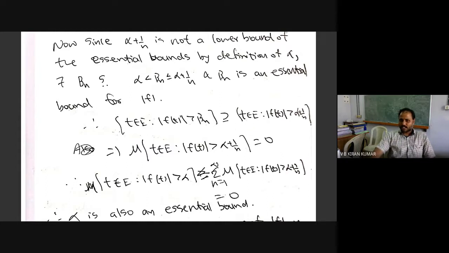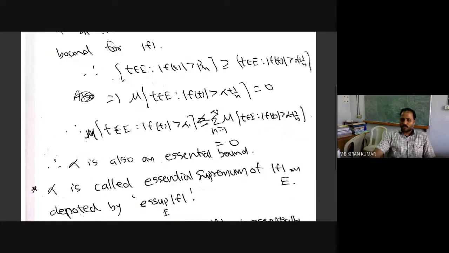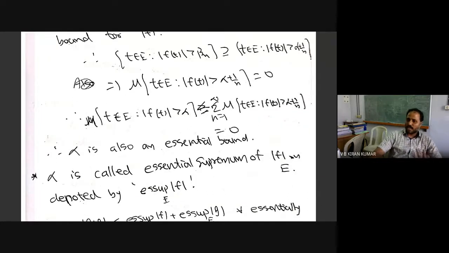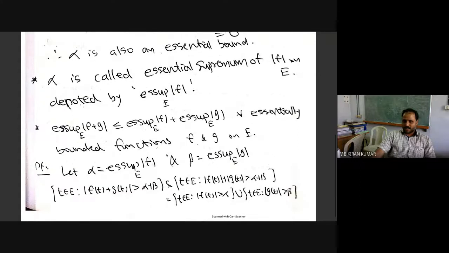But this has measure 0, therefore this also has measure 0. So what we proved is that these sets have measure 0, therefore their union will have measure 0. So this set has measure 0, that means alpha is also an essential bound. So this alpha is called the essential supremum, and we denote it by essential sup of mod f, with E denoted here. Okay?